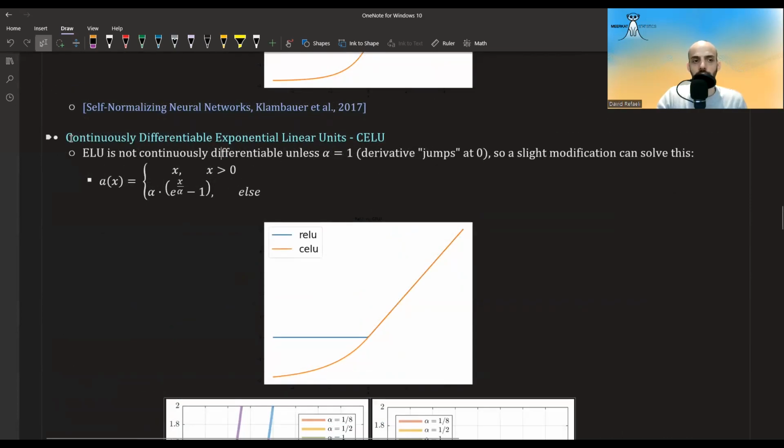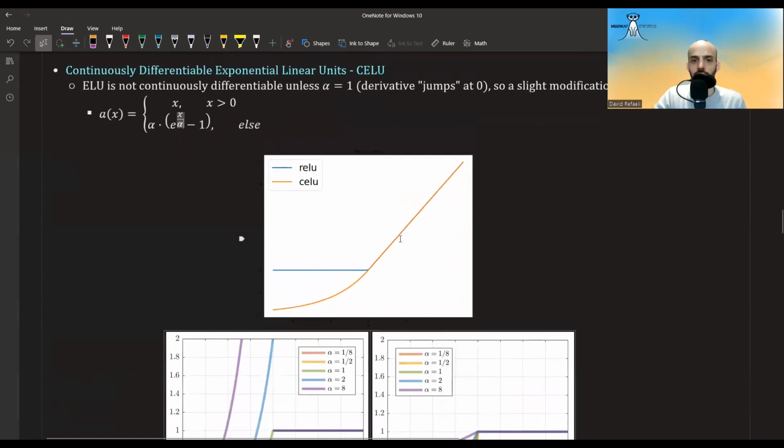Okay, another variation is the continuously differentiable exponential linear unit, or CELU with a C. The problem with ELU is that it's not continuously differentiable unless alpha is equal to 1. So there's a slight modification to the ELU function. Instead of having x here, it's x divided by alpha. And what it does is it makes sure that the derivative at this point is continuous.